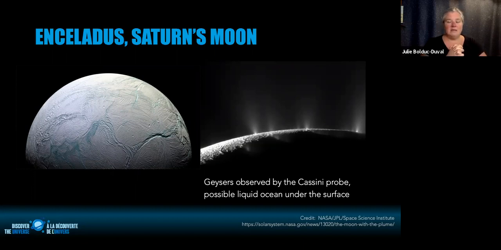I didn't put any in the PowerPoint, but if you go online for Enceladus interior, you can find a cutout of what we think the interior would be like.